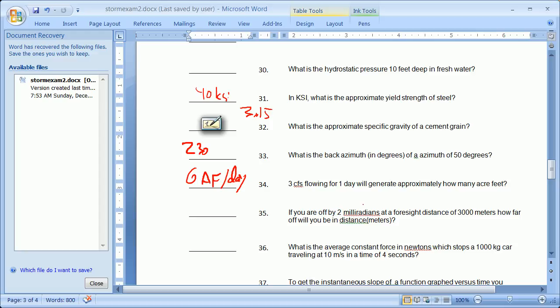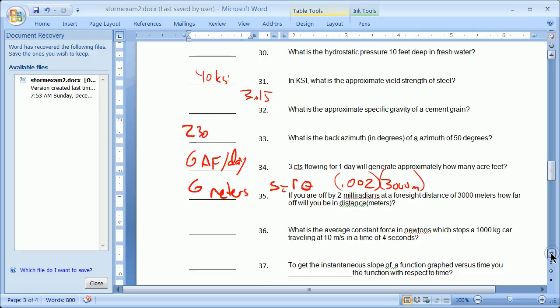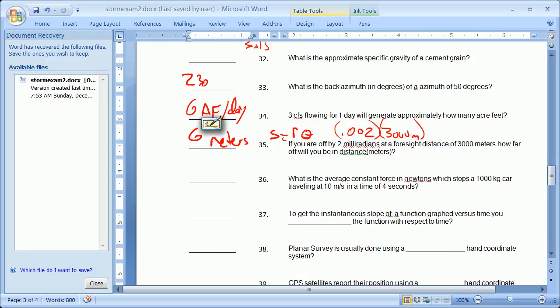2 milliradians at 3,000 meters is going to be 6 meters because S equals R theta, and this is in milliradians, so that's 0.002 radians times 3,000 meters. But realizing that off a mil at a kilometer gets you a meter in arc length. And based on some small angle approximation, that's about the distance.